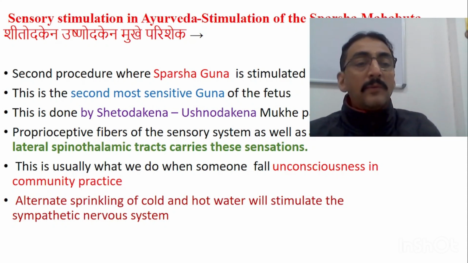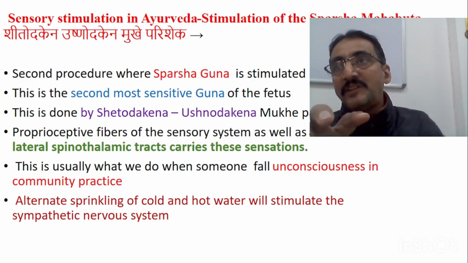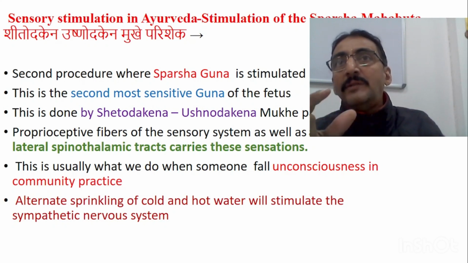Now this is usually what we have to do when someone falls unconscious in community practice. We know that if somebody has fallen in the street unconscious, even as an uneducated fellow, what I will do is bring some cold water and put it on his face. Even an uneducated fellow knows these things. So how is it working? It is working by this method: touch sensation, sparsha, the cold touch of the water. That stimulates the respiration, and the person will open the eyes. This is always witnessed in community practice, isn't it?